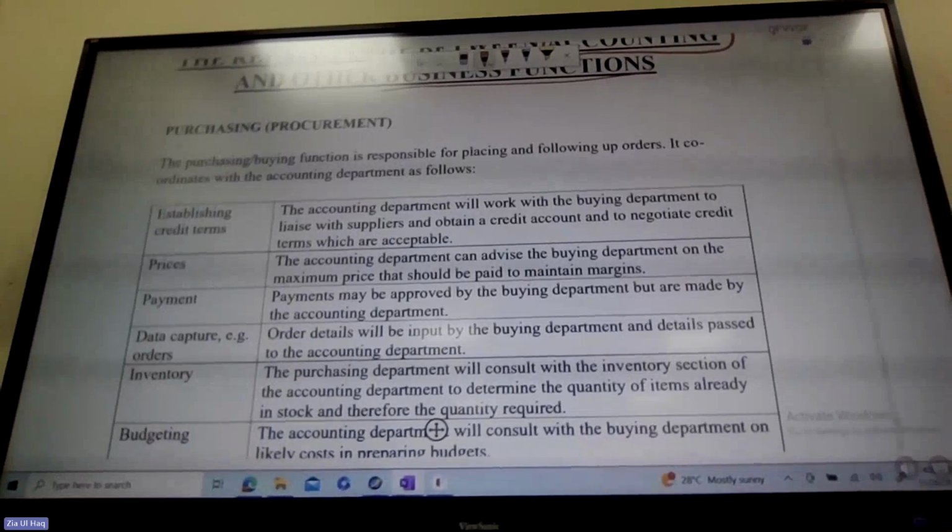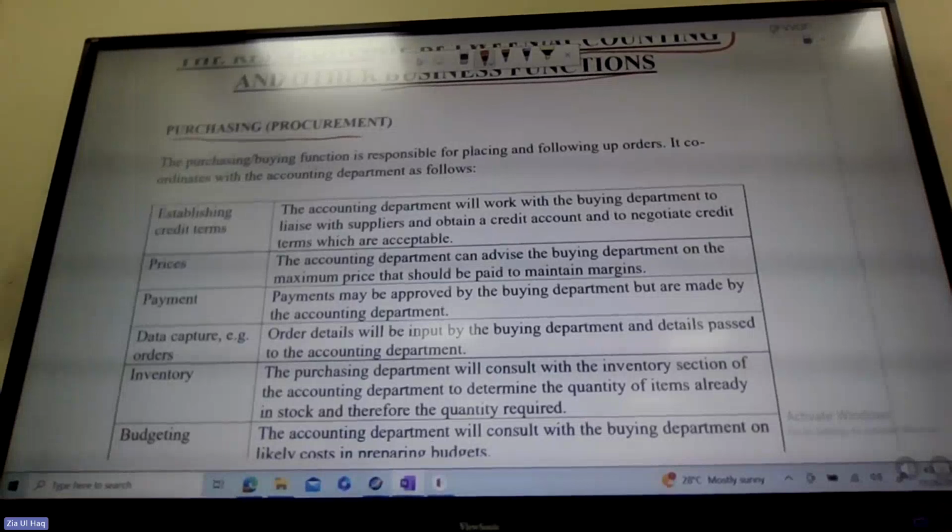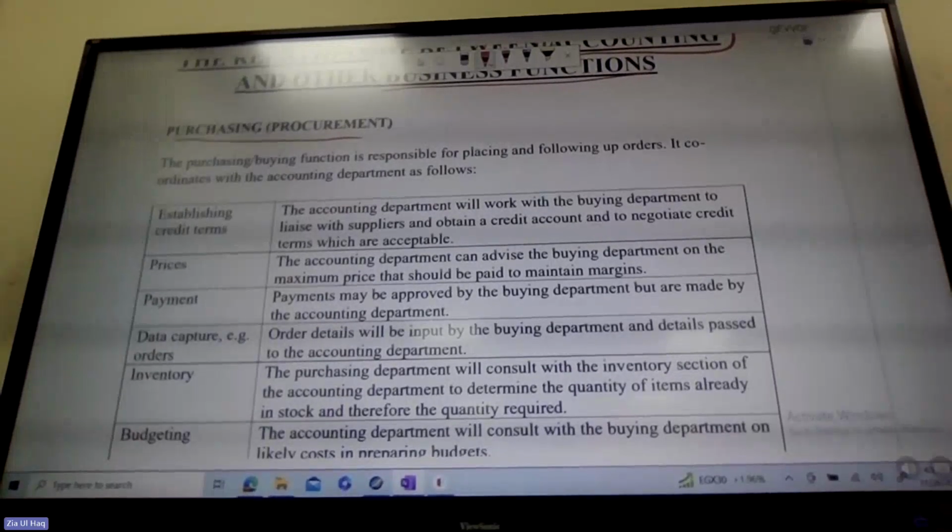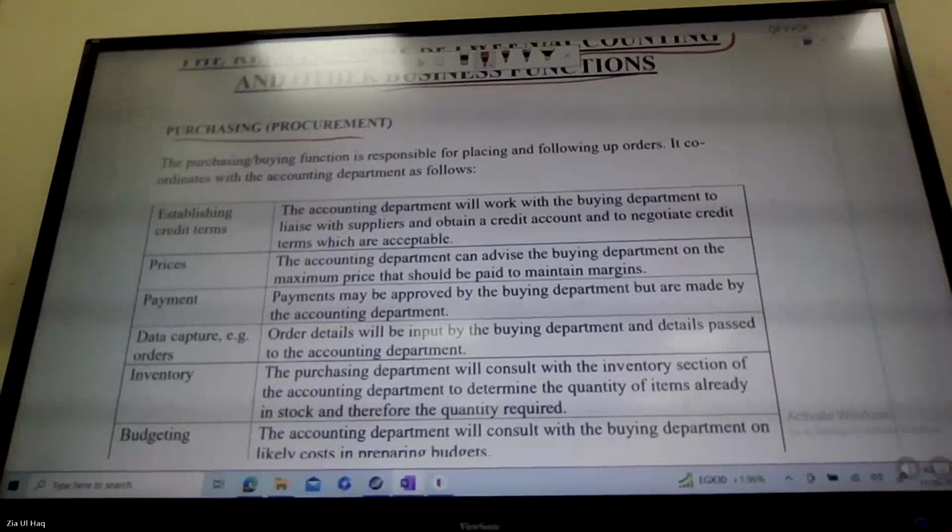The purchase department is also called the procurement department. Procurement means purchasing. Is there any difference between procurement and purchase? The word procurement is normally used for capital nature purchasing. Capital means asset purchasing. The word purchase is normally used for inventory purchasing and raw material purchasing. If a company wants to buy non-current assets, that will be called procurement.